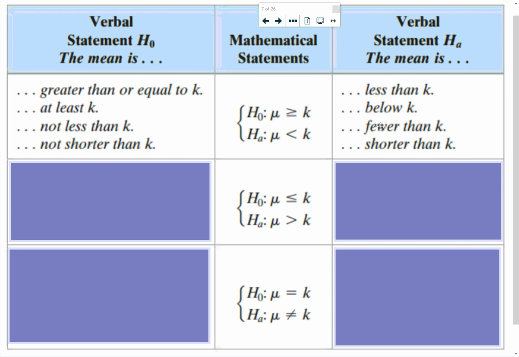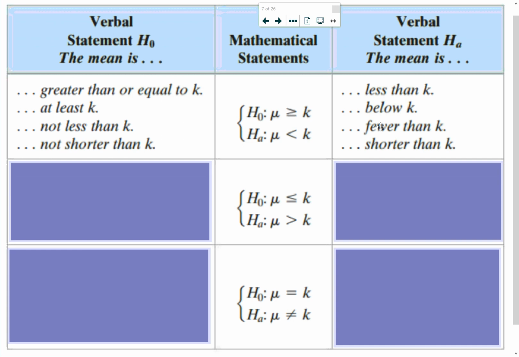when you're ready, I want you to get all these little phrases in those boxes. Okay, this is going to be a nice little chart to have later on to refer back to. So if you find a phrase and you're not sure, is that less than, greater than, equal to, not equal to, you can figure out how you're going to write your null and your alternative.